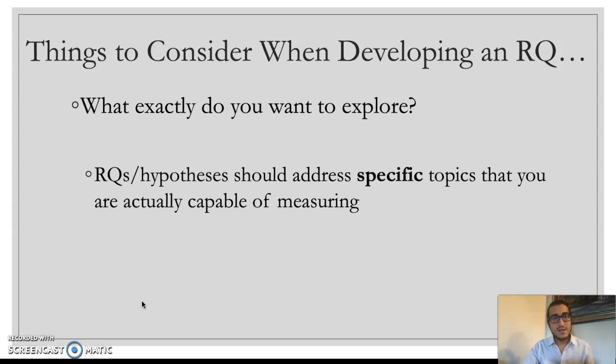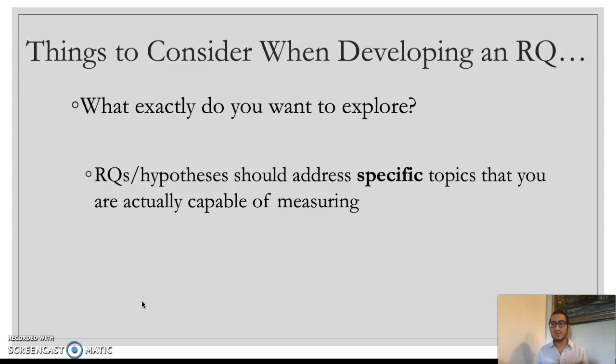So things to consider: what exactly do you want to explore? Research questions and hypotheses, for that matter, should address specific topics that we're actually capable of measuring, right? So this is important. Again, to be a sociological study, it needs to be focused on human interactions, patterns of human behavior, etc. We're not asking philosophical questions like, what makes men better than women? Right? Things like that. Those aren't questions that we can actually answer.